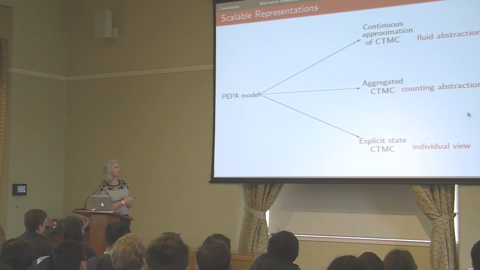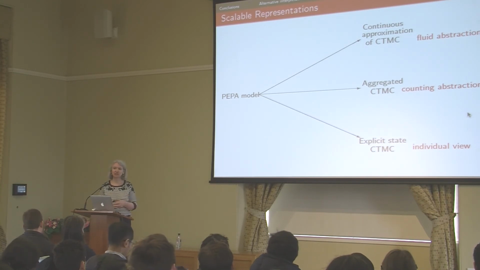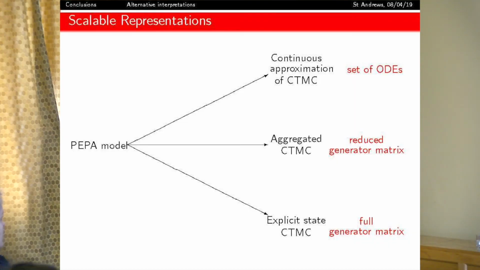And then in the extreme case where we really want to study very large systems, we move to using the fluid abstraction, which is what we call a continuous approximation of the continuous time Markov chain. So it's always got a continuous time Markov chain semantics, but then we map that to different mathematical structures to do our analysis. So we have the full generator matrix, the reduced generator matrix, or the set of ODEs.